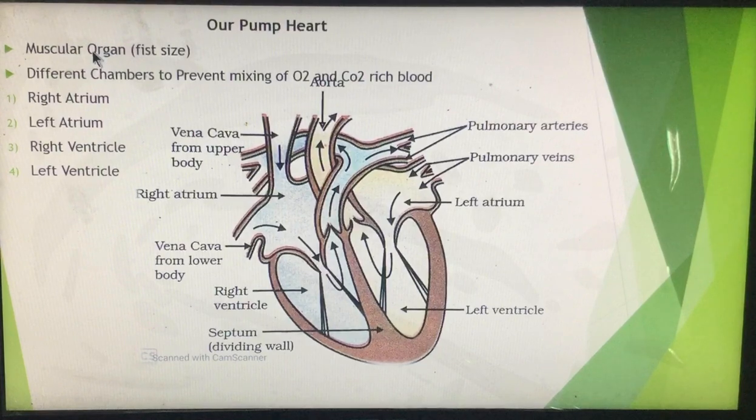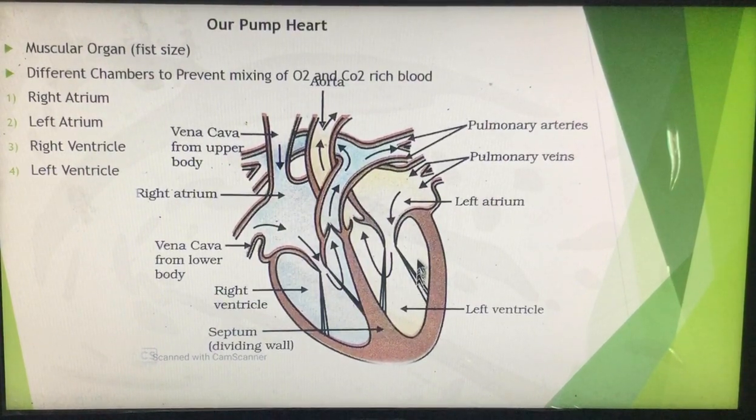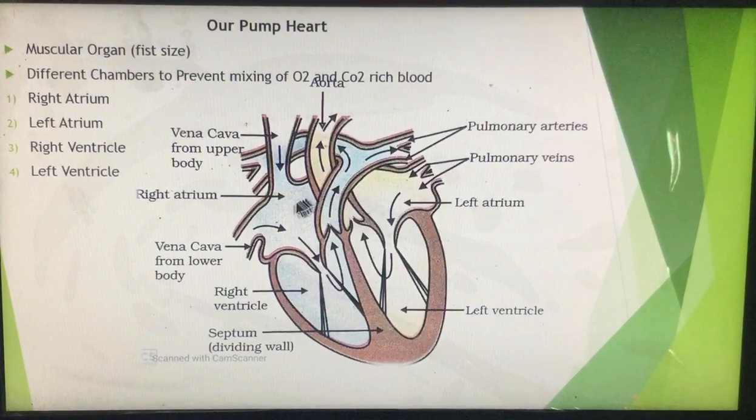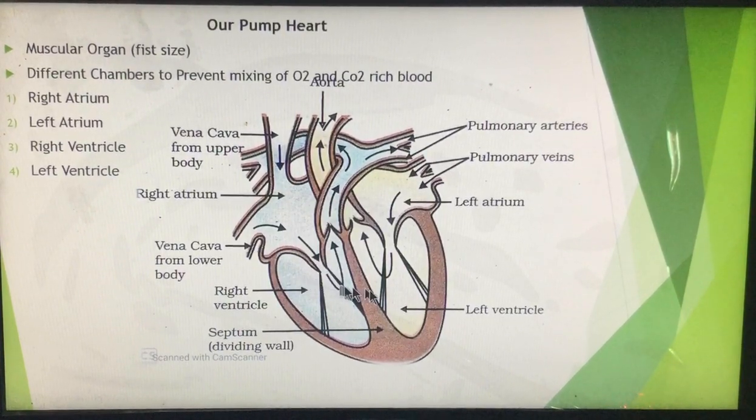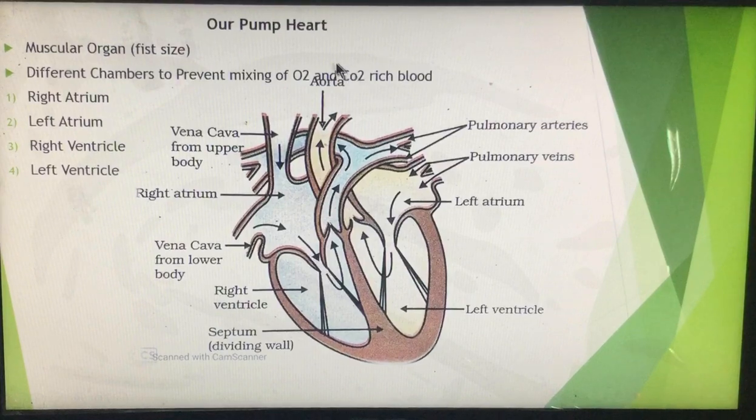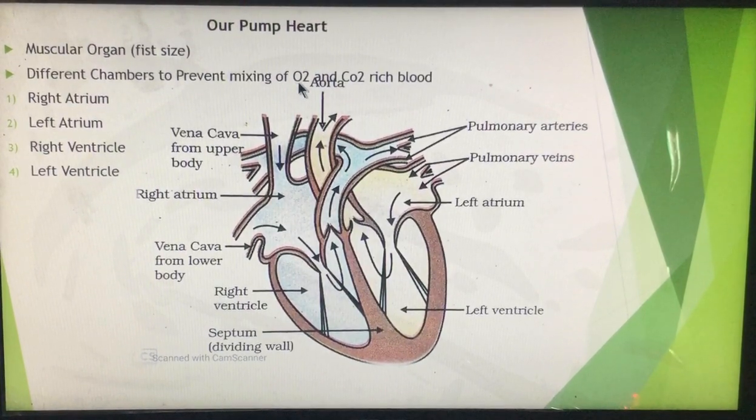Now this heart is divided into many compartments. इसके बहुत से ये compartment है, ये compartment है, ये compartment है, ये compartment है. So heart is made up of many compartments. अलग अलग rooms बने हुए हैं इसके अंदर. Okay, and why these rooms are there? So that the mixing of the oxygen rich and the carbon dioxide rich blood should not take place. The blood which has more oxygen is known as oxygenated blood.